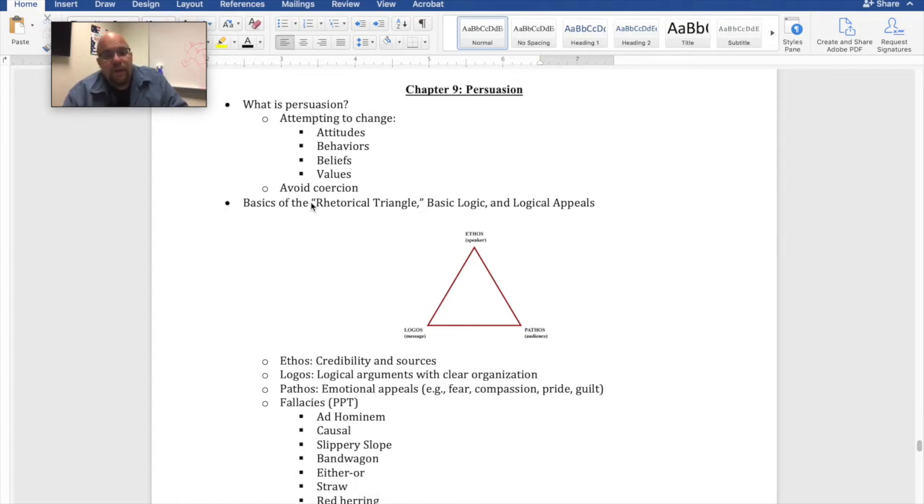This is from Aristotle. So if you're familiar with this, then hang in there and get the review. But if you're not, the three points on this triangle all play an important role in persuasive messages. And the idea here is that while any one of these elements, ethos, logos, and pathos, could be persuasive, they work best when they're used together. So let's look at these.